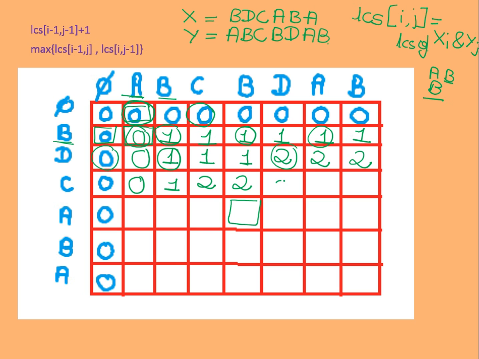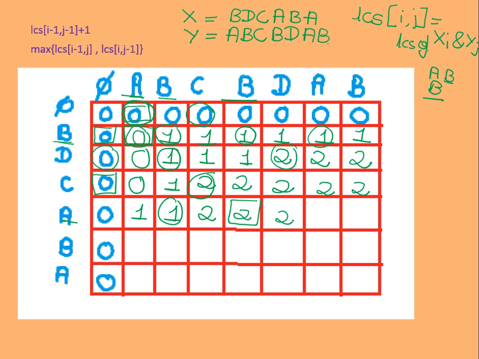C and D, so maximum is 2 here, again 2 and again 2. Next here, A is equal to A. This LCS of i minus 1, j minus 1 is 0, plus 1, so 1. A and B, so they are not same, 1. Then A and C, maximum of 1 and 2, so I'll store 2 here. Then A and B, here I have A and here I have B, so I'll store 2 here.